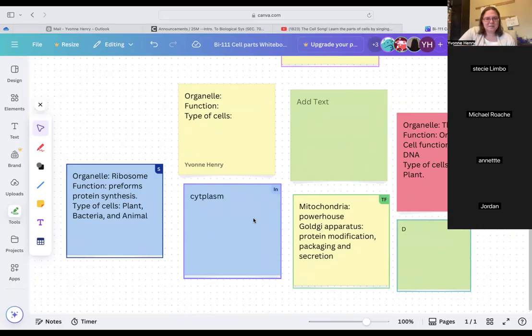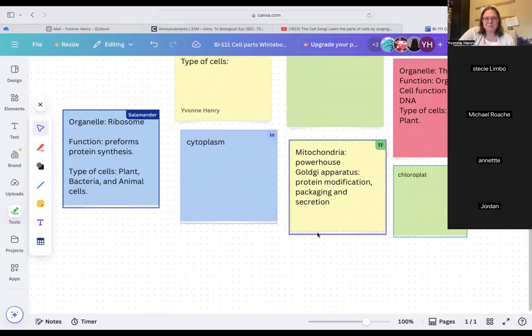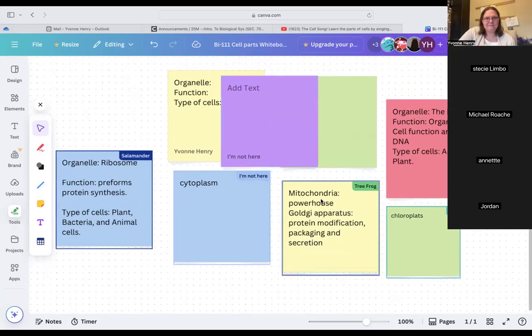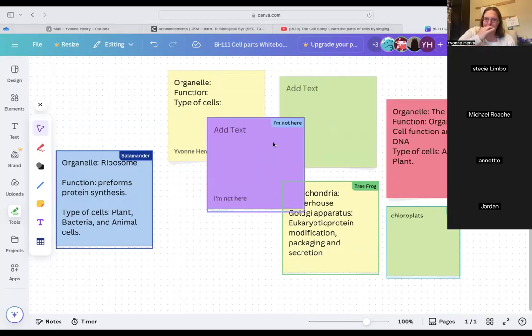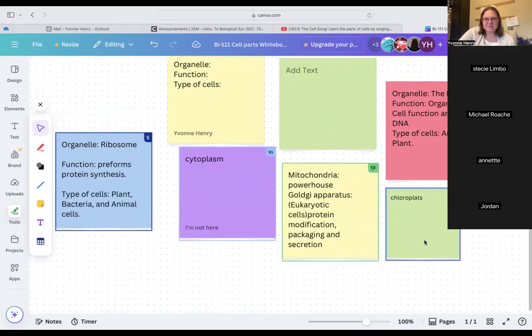Good. Looks like we have cytoplasm coming up. Awesome. So pick an organelle. So the Golgi, whoever did the Golgi, my tree frog person, what is the function? You've got it. What organisms have a Golgi? Plants, animals, or bacteria? Okay, chloroplasts, excellent. What's the function of a chloroplast and what types of cells have it?